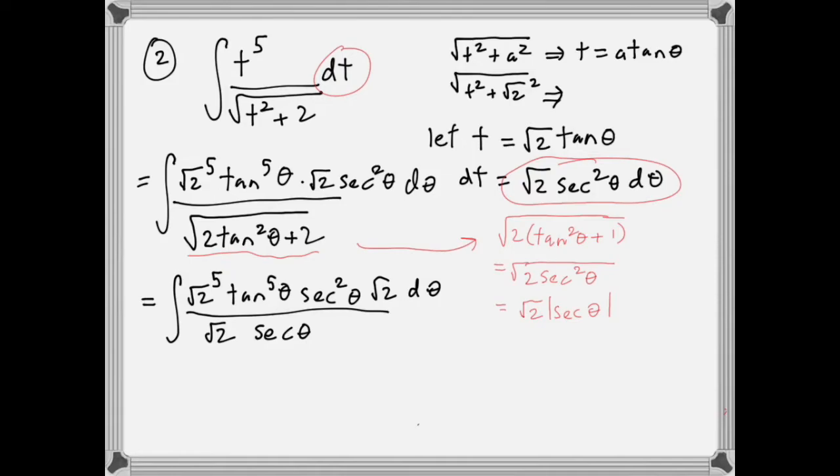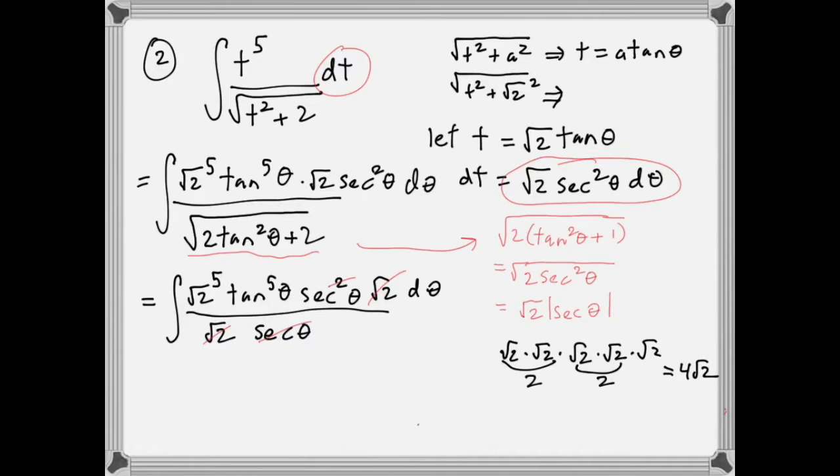So can we cancel some stuff? Yes, we can, right? We have a square root of 2 that goes away, and we also have one of our secants that goes away, right? So we have this. What is square root of 2 to the 5th power? Here's a way to look at it, right? Square root of 2 times square root of 2 times square root of 2 times square root of 2 times square root of 2. This gives you 2. This gives you 2. So really, it's 4 root 2. Okay?